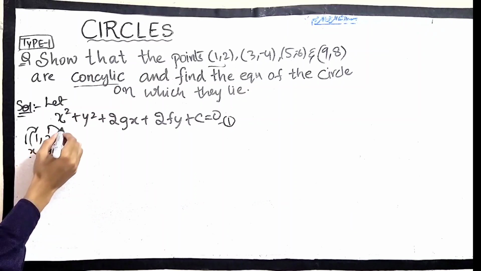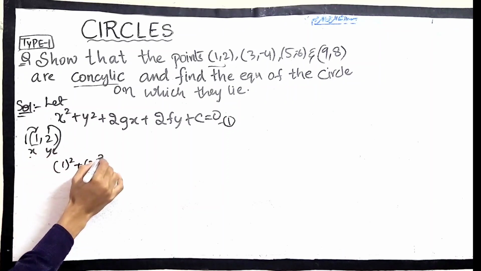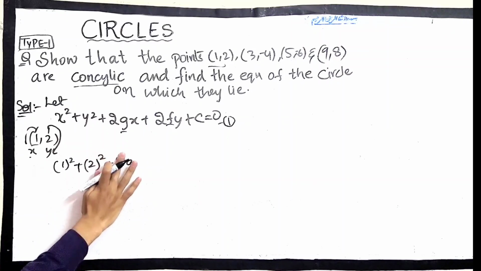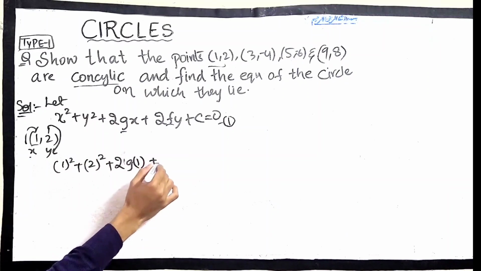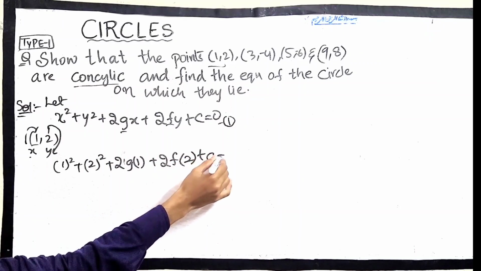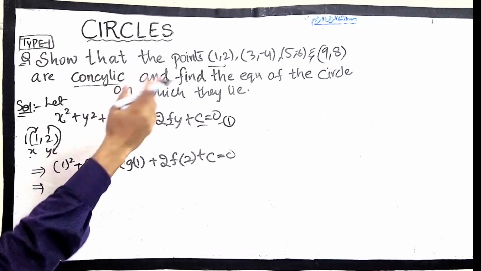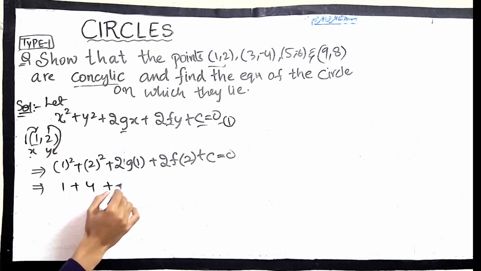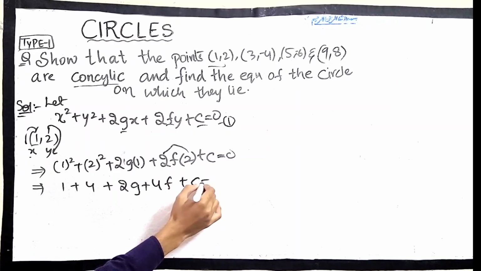So what is the first one? Instead of x you substitute 1, so 1 square plus 2 square plus 2g. As we don't know g and f, which give the center of the circle, we just need to write them as they are. So instead of x you write 1, plus 2 into f, because we don't know f, now y is 2, plus c, and we also don't know the constant term. So just simplify this. I'll simplify the first equation; the rest of the procedure will be the same for the second and third equations as well. So 1 square is 1, 2 square is 4, plus 2g into 1, plus 2f into 2, which is 4f, plus c equal to 0.